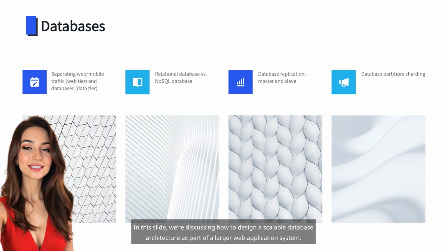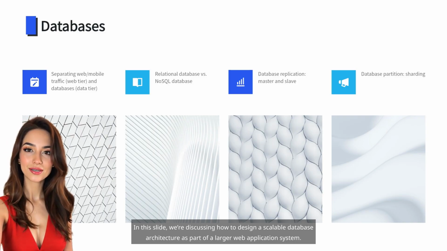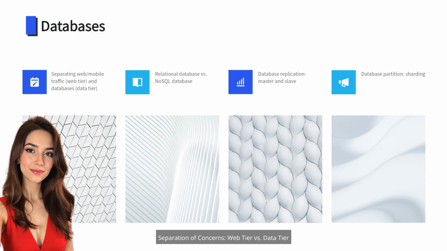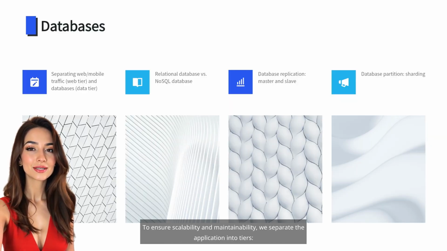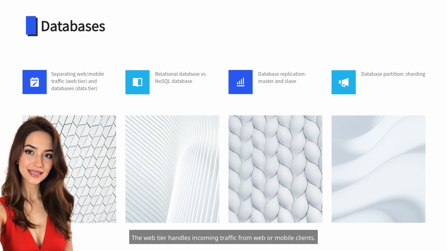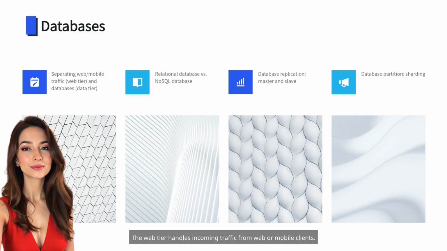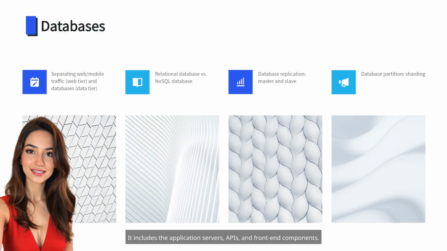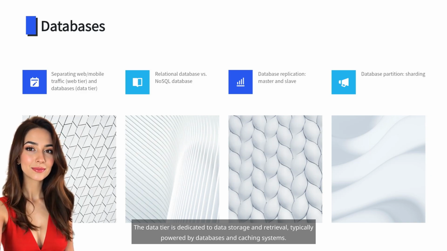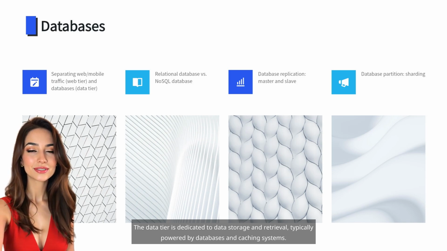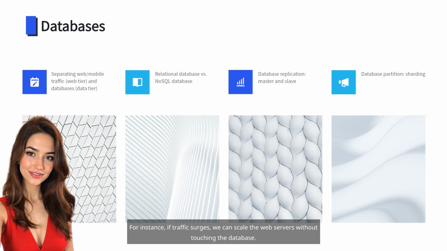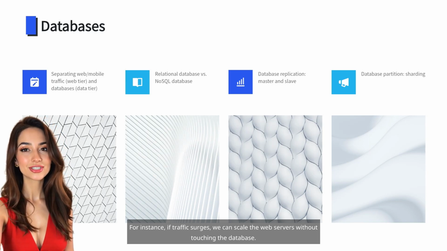In this slide, we're discussing how to design a scalable database architecture as part of a larger web application system. 1. Separation of concerns, web tier versus data tier. To ensure scalability and maintainability, we separate the application into tiers. The web tier handles incoming traffic from web or mobile clients. It includes the application servers, APIs, and front-end components. The data tier is dedicated to data storage and retrieval, typically powered by databases and caching systems. This separation allows each tier to scale independently. For instance, if traffic surges, we can scale the web servers without touching the database.